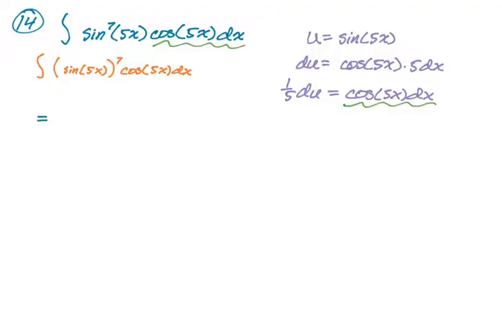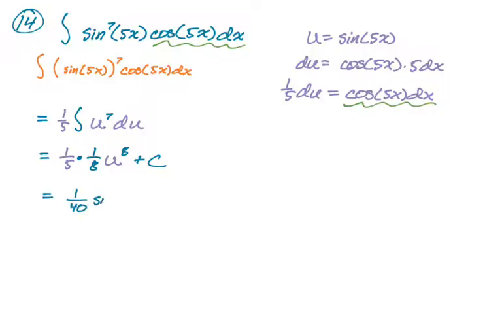So we'll start by pulling out the 1/5. Because remember I said you actually end up substituting for dx before you substitute for the original u, which is a little weird, but not that weird. So sine of 5x is u to the 7th du. We're going to reverse the power rule. So we get 1/5. It becomes 1/8 u to the 8th, plus 1 times the reciprocal, plus c. And then we can just finish this. So it'll be 1/40th, and then u is the sine of 5x, and then plus c. And there you go.